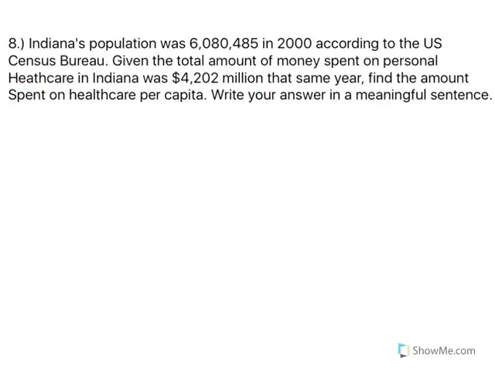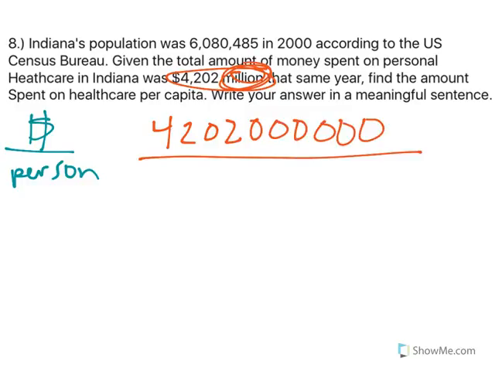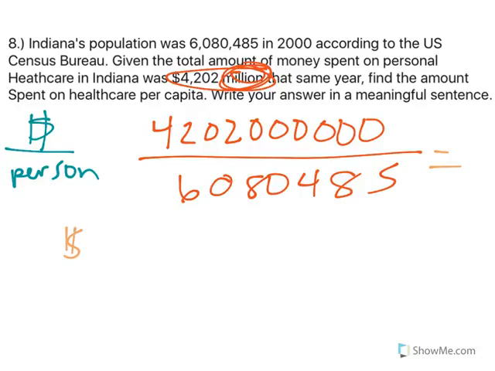All right, number 8. Indiana's population was 6,080,485 in 2000, according to the U.S. Census Bureau. Given the total amount spent on personal health care in Indiana was $4,202 million that same year, find the amount spent on health care per capita. So the amount spent, money per person. Okay, how much money was spent? 4,202 million. Million means 10 to the 6th. Divided by how many people there are. When I divide those two, assuming I divided correctly, which is always a crapshoot, I'm rounding to the nearest penny.